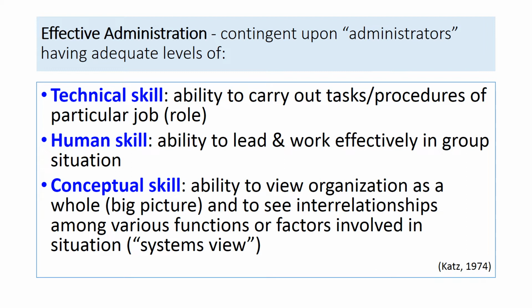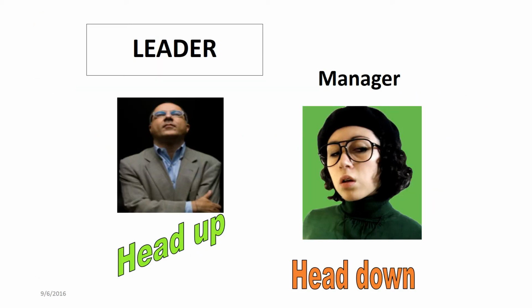And then this conceptual skill is the ability to view the organization as a whole or big picture and to see interrelationships among various functions or factors involved in situations. So the systems view, which I'll talk about in a few minutes a little bit more. So in the late 70s, we started to talk about and define, well, what do we need to get effective administration? Well, then what's happened is we then started defining more about what's management. And now the current conversation is really focused on what's leadership.